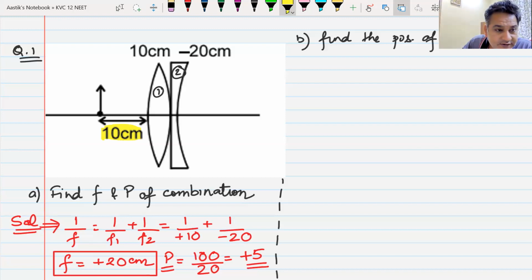I hope all of you have tried this. Shall I do it? How will you get the position of the image?